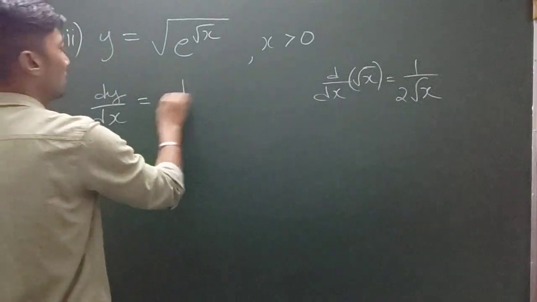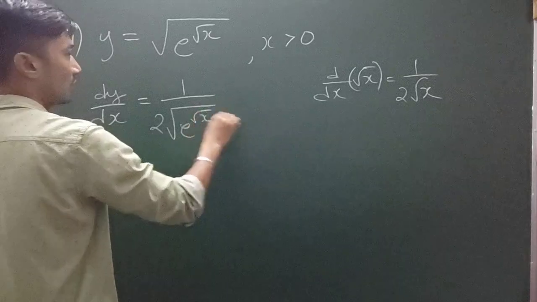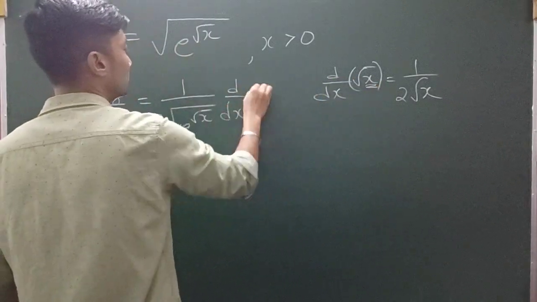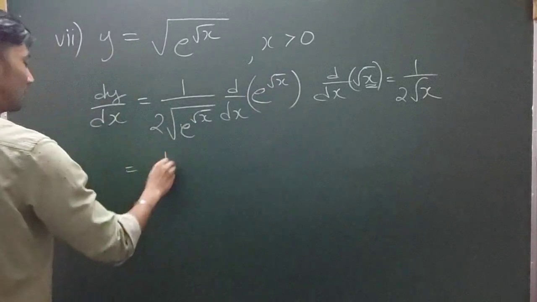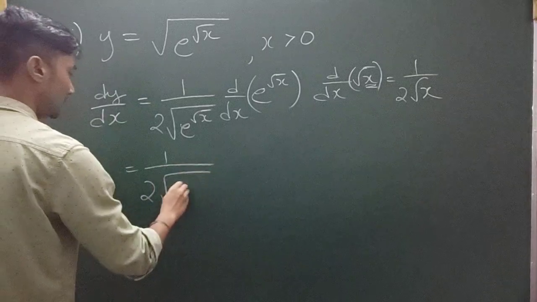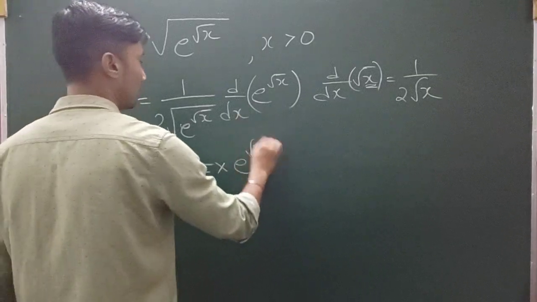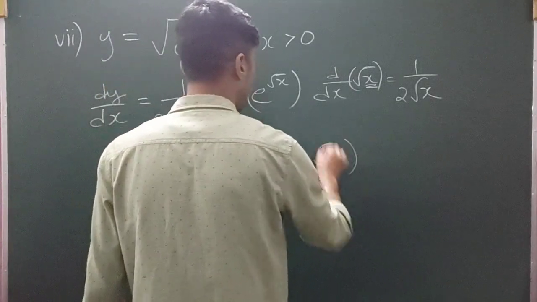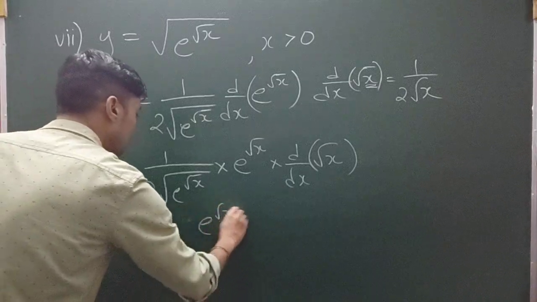So this will be 1 by 2 power root x. The only problem is this is not x, isn't it? This is e power root x. So this one again you'll have to take out and differentiate. So that's going to be 1 by 2 root of e power root x into e power root x, but again chain rule proceeds. See, your main problem would be the chain rule, okay? So don't mess up there.